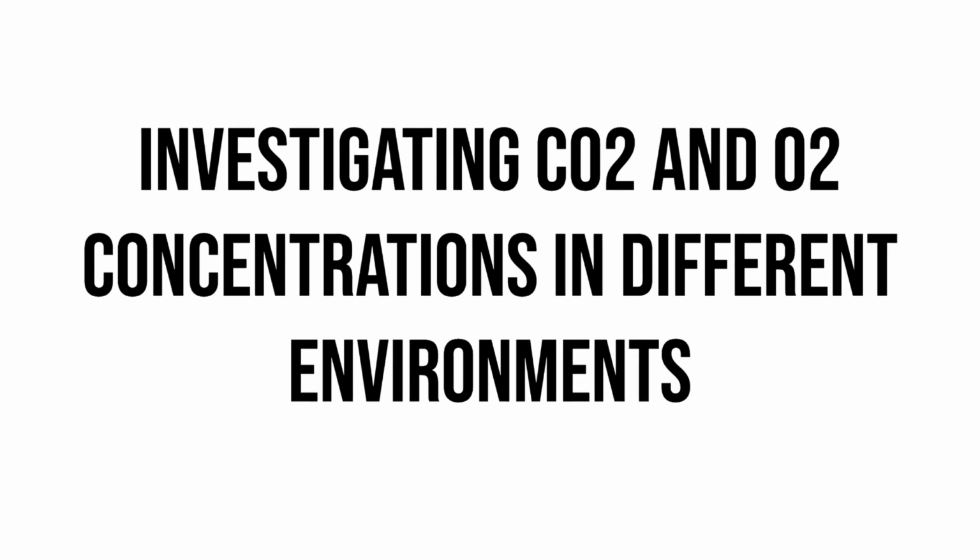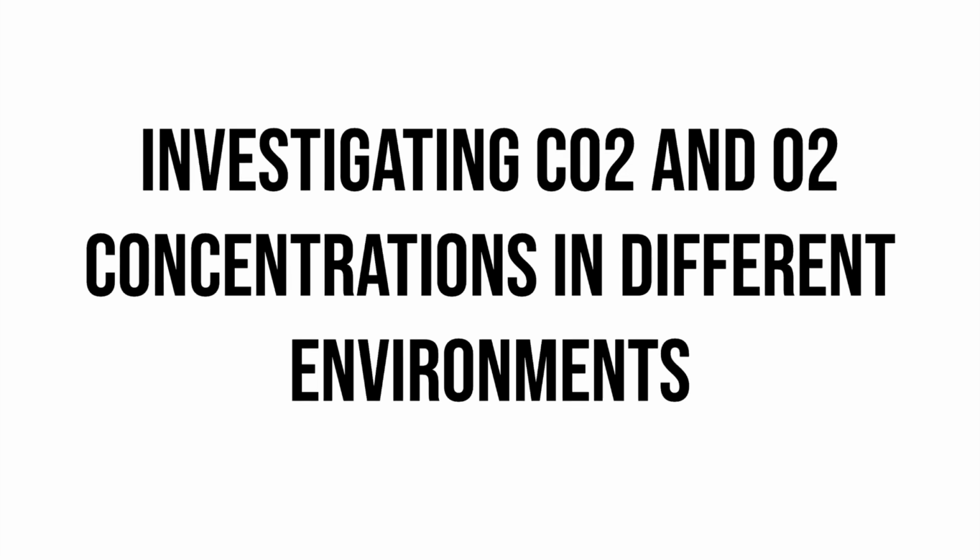environments. Explanation. The levels of CO2 and O2 are expected to change depending on the environment where the measurements are taken. For example, a classroom might have higher CO2 levels due to human respiration, while the school garden might have higher O2 levels due to photosynthesis from plants. By measuring these levels in different environments, you can analyze how the independent variable affects the dependent variables.